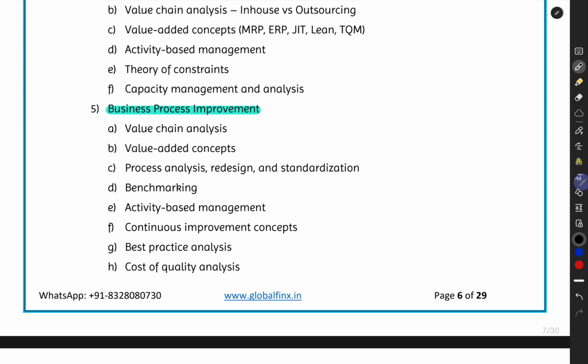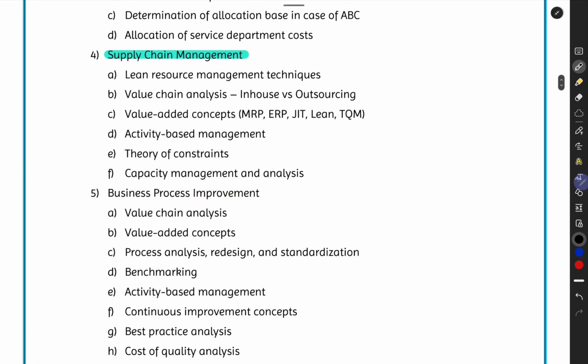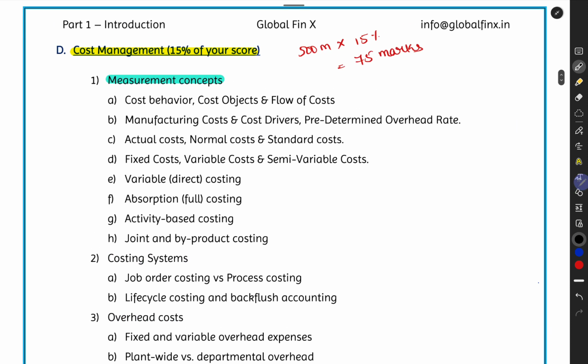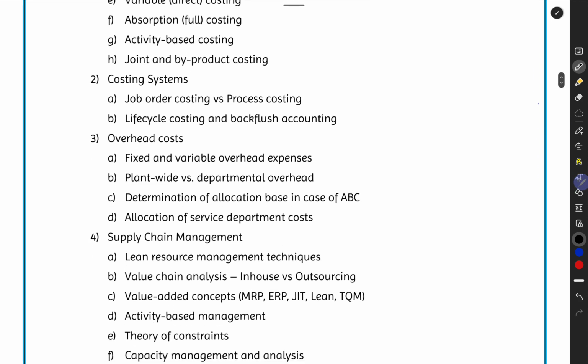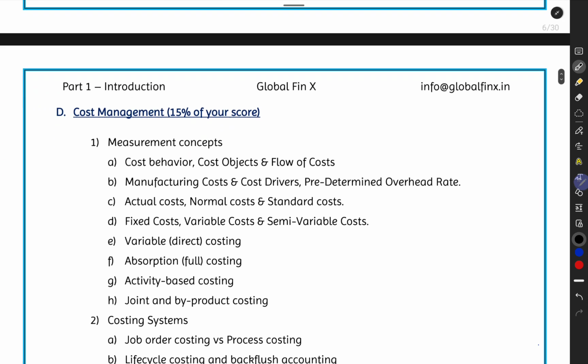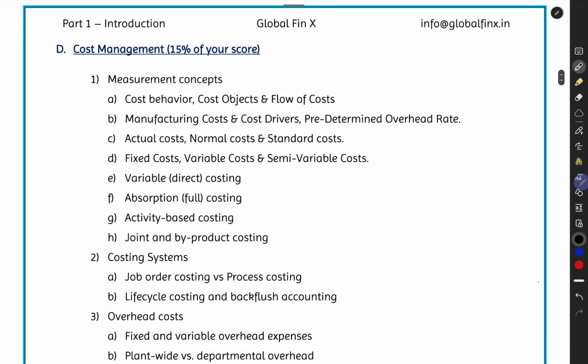So you purchased a product, the quality is very bad, so you had to return it. When you return it, there will be warranties, guarantees, replacement, etc. So that is an extra cost for the company. That cost is called non-conformance cost. Again, we'll discuss in detail when we move into the chapter, but yes, we have these 5 topics in your section D, which is cost management.